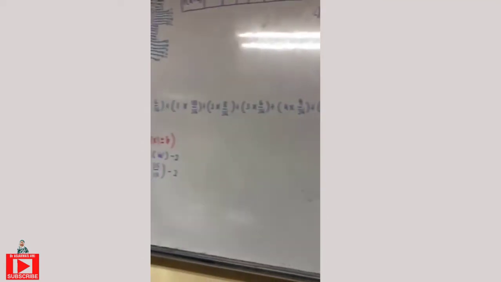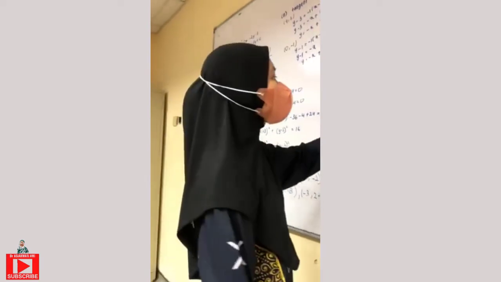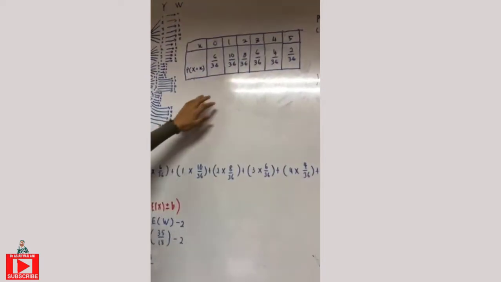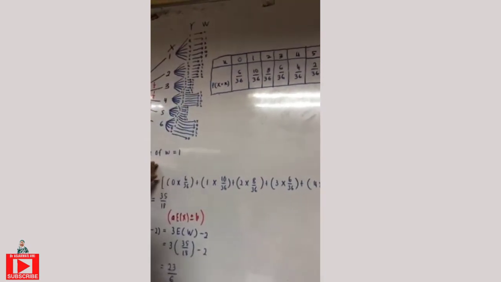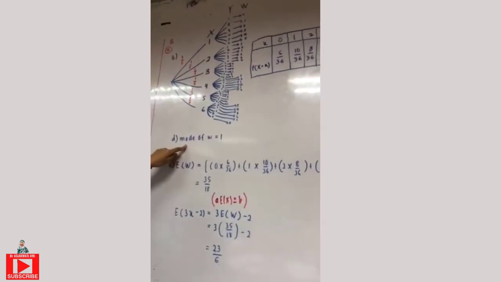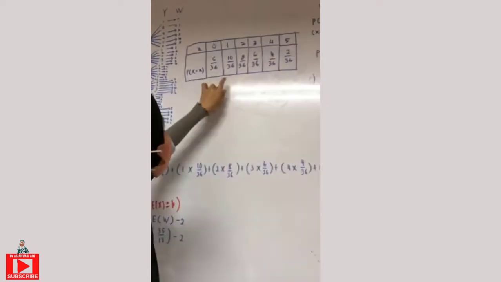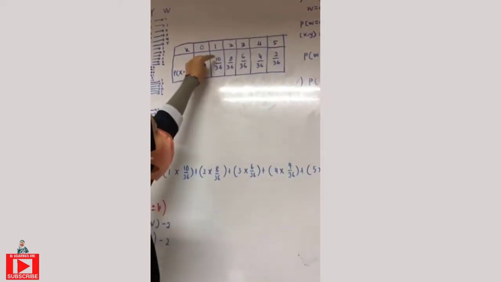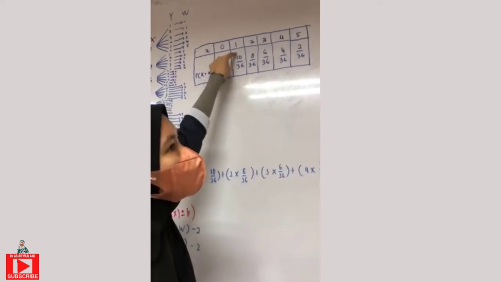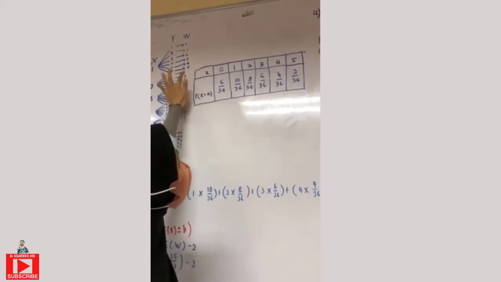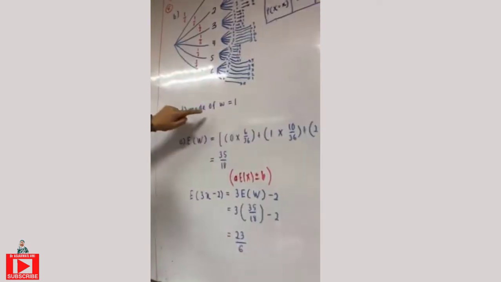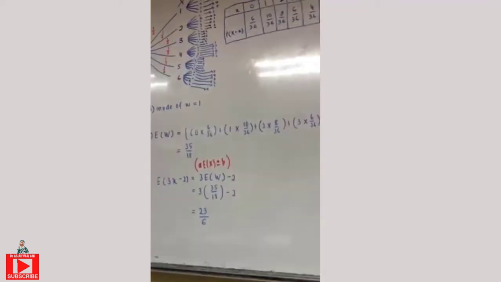Lepas tu soalan D. Soalan D dia tanya mode of W. So inilah W kan. Lepas tu W mode ni apa? Kekerapan kan. So apa yang paling banyak? So bila kita nak tengok apa yang paling banyak, ni lah tengoklah. So 10 paling banyak. So 10 ni probability, the highest probability. So the highest probability dia ada dekat 1. So permukaan 1 tu paling banyak. So 1. Okay, faham yang tu mod is the highest probability.